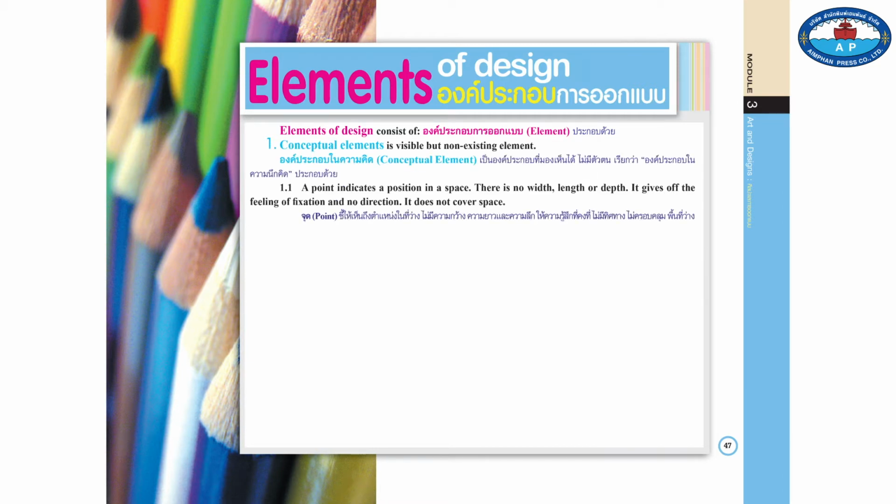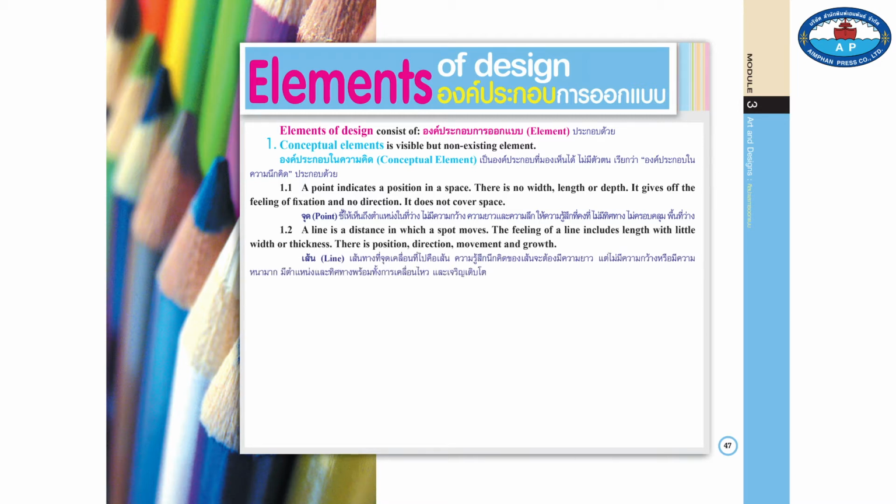Elements of designing consist of: 1. Conceptual element is visible element but not existing. 1.1. A point indicates a position in space. There is no width, length, and depth. It gives off the feeling of fixation in no direction. It does not cover space.